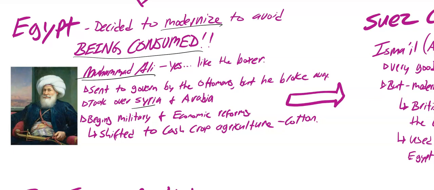And he ends up taking over Syria and Arabia. Now, the Arabian Peninsula is where Saudi Arabia is today, and so he was in that area. And he begins military and economic reforms in order to make Egypt's economy look like the Europeans. And he also shifted production of crops to the cash crop cotton.